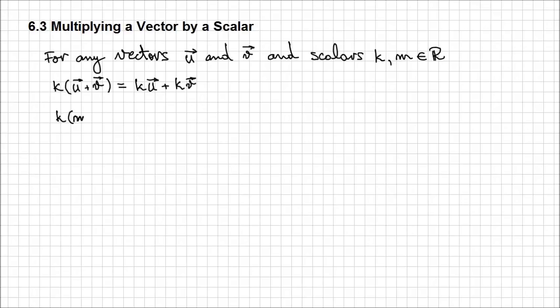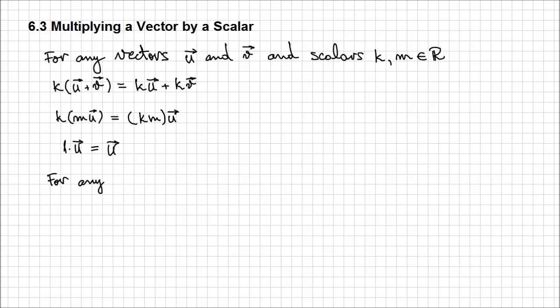Also, if you have k times (m times u), this is equivalent to (k times m), everything times u. So those two scalars become a factor for this vector u. This is the associative property. And then we have the identity property, just like before, but when multiplying by a scalar: 1 times a vector u is going to be the vector u. So that scalar 1 is not going to change our vector.